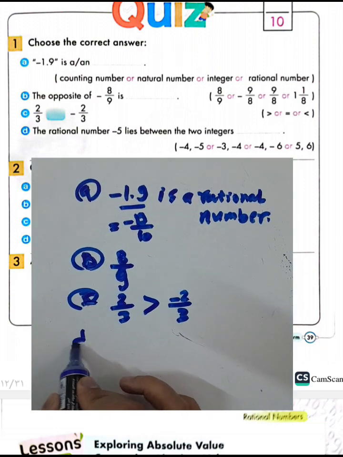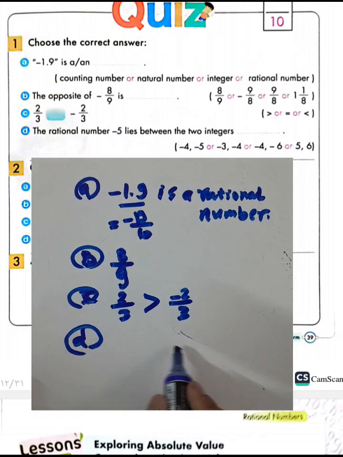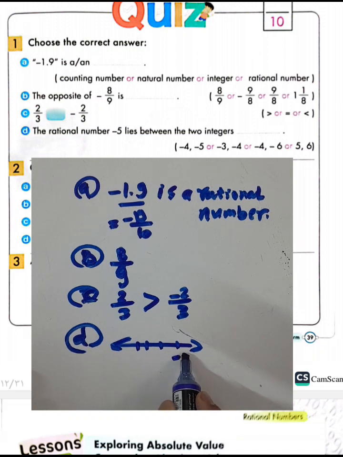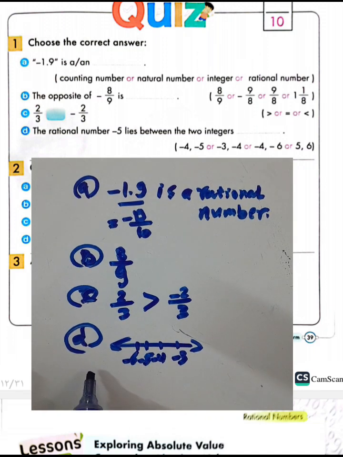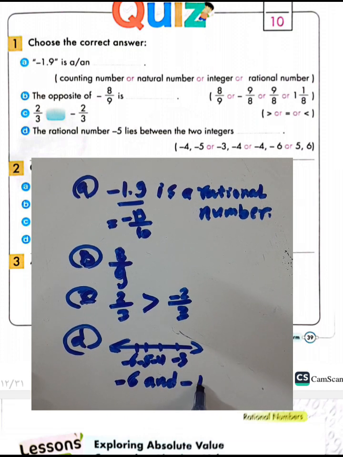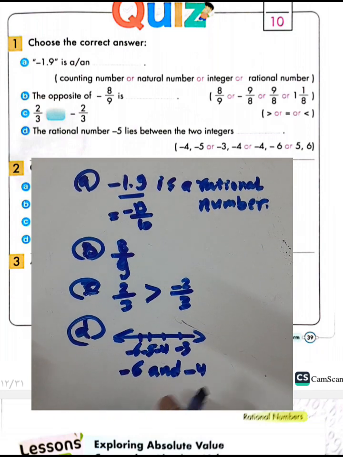Letter D. The rational number negative 5 lies between two integers, what? We have here a number line. Negative 3, negative 4, negative 5, negative 6. Negative 5 lies between negative 6 and negative 4. Okay, it lies between negative 6 and negative 4.